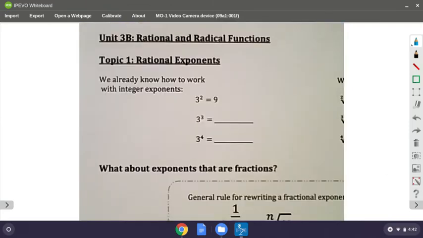So I'm doing the notes out under the Elmo today because I want to be able to show you how to plug this into the calculator. Most of what you're doing in this section is rewriting stuff and then plugging it into the calculator. Okay, so let's first talk about what we already know about integer exponents. That basically means an exponent that's a whole number.